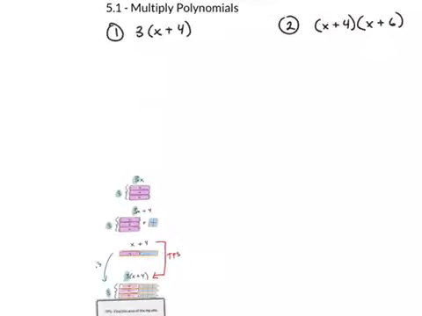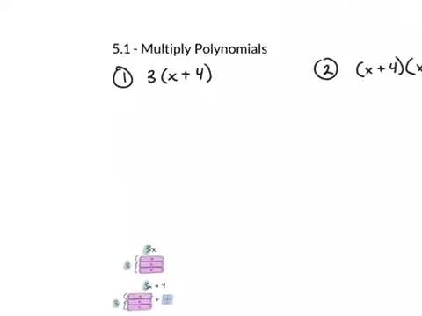So, to review, we're going to try and multiply this number 3 times this whole expression x plus 4. And it's in parentheses, which means we're not just multiplying 3 by x, and we're not just multiplying 3 by 4, we're multiplying 3 by the entire group, x plus 4.